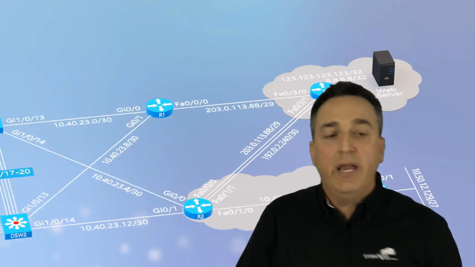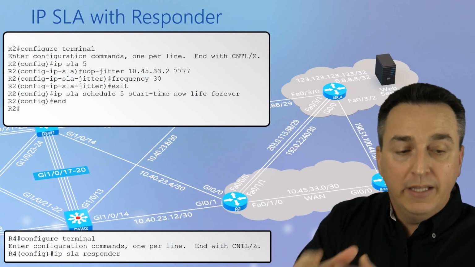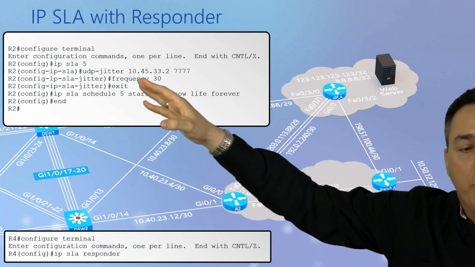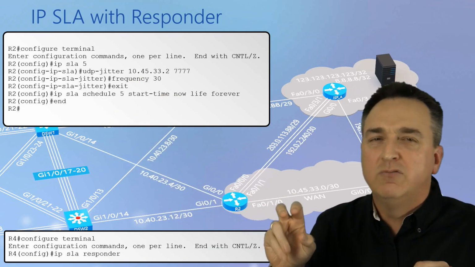Now, there are situations and scenarios where you absolutely want to have what is called a responder. So in this particular case, I've set up what is called a UDP jitter. Now, in this case, what I'm doing is I'm mimicking, not fully, okay?